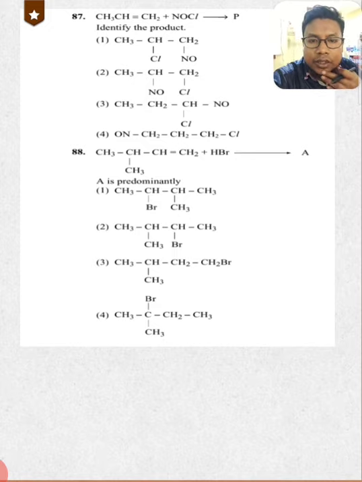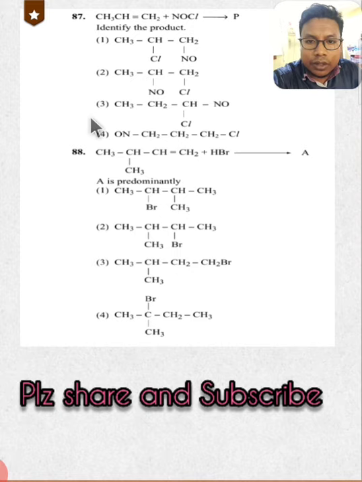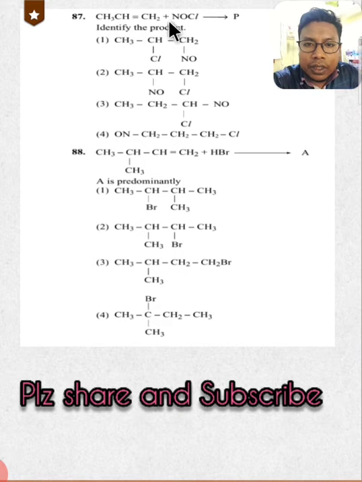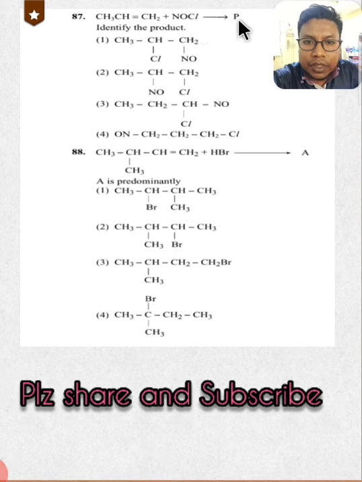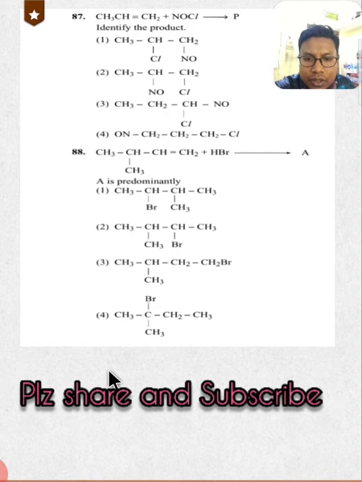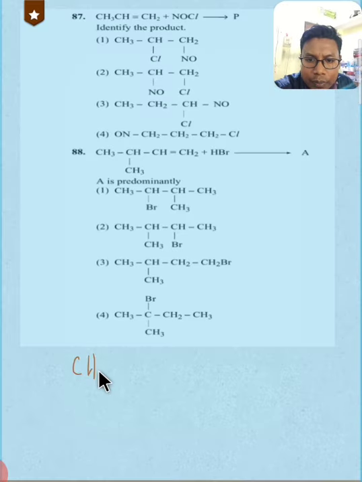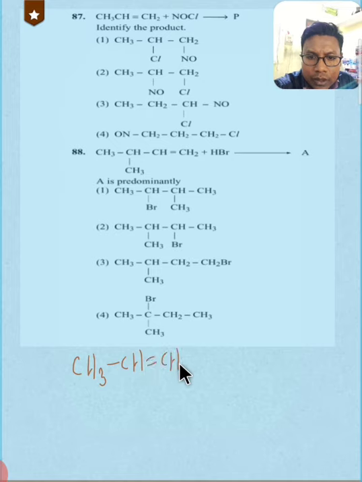Okay, without wasting time I'm starting the questions. The first question is, I'm sorry, this numbering did not start from 1. The first question is this: this is propene, and if it is reacted with nitrosyl chloride, P is formed. P will be the major product and we need to identify P from the given options. So this is our propene, and to this propene we need to add what?